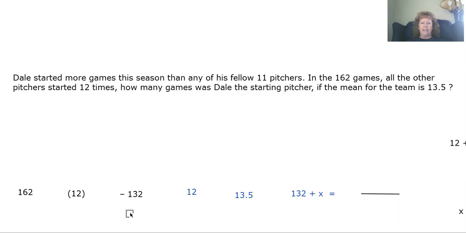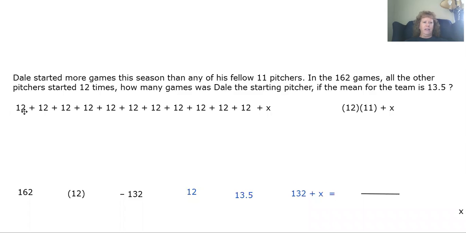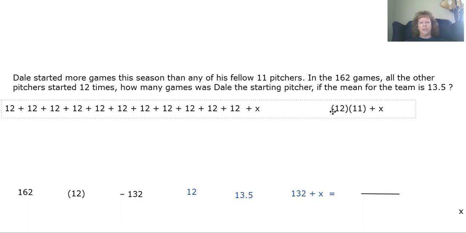So mean is the same as average, 13.5. The way I get the mean or the average is I add up all of the numbers and then divide by the amount of numbers that I added up. So if I had 11 pitchers that all pitched 12 times each, I could have written 12 times 11 plus the amount Dale pitched, or I could have multiplied those plus X.